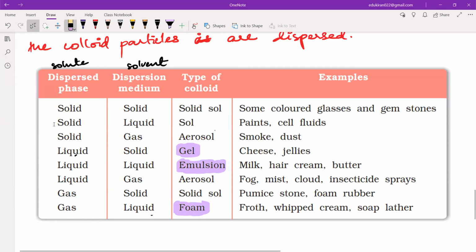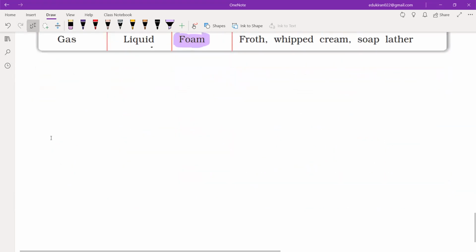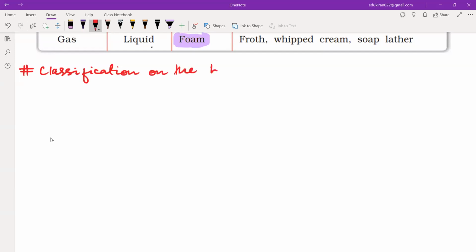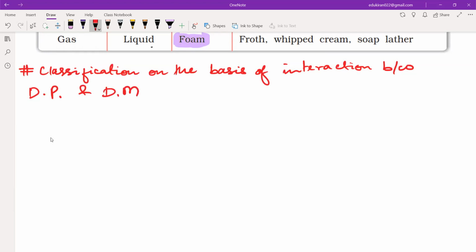Next, this is classification on the basis of what? Classification on the basis of the physical state of the dispersed phase and the dispersion medium. We are talking about the physical state, that is solid, liquid or gas. Now next is the classification on the nature of interaction. We can write classification on the basis of interaction between dispersed phase and dispersion medium. So there are two.